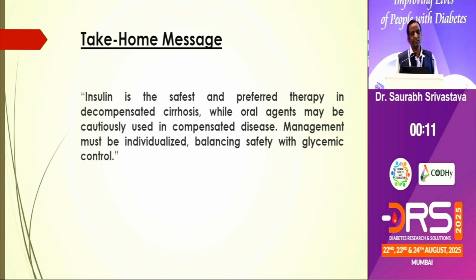So the take-home message is that insulin is the safest and preferred therapy in decompensated cirrhosis, while oral agents may be cautiously used in the compensated state. Management should be individualized, balancing safety and glycemic control.